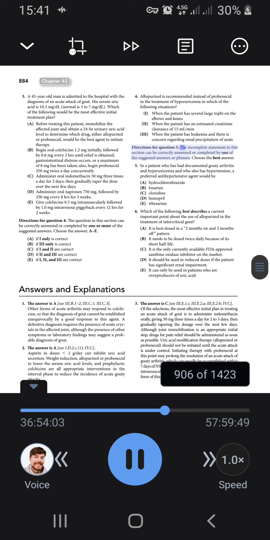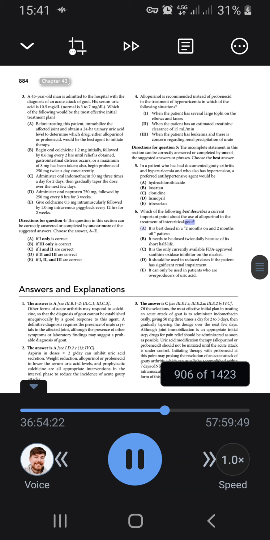Directions for question 5. The incomplete statement in this section can be correctly answered or completed by one of the suggested answers or phrases. Choose the best answer. 5. In a patient who has had documented gouty arthritis and hyperuricemia and who also has hypertension, a preferred antihypertensive agent would be: A. hydrochlorothiazide, B. valsartan, C. clonidine, D. lisinopril, E. irbesartan. 6. Which of the following best describes a current important point about the use of allopurinol in the treatment of intercritical gout?